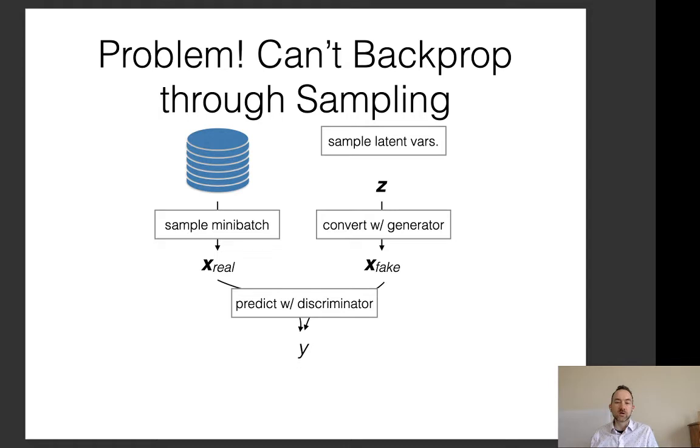So for image generation, you can backprop all the way through the discriminator because it's taking in continuous image variables and making decisions over these variables. But in the case of text, this x fake here is a discrete textual sequence, which means that it's not easy to backprop through this because we're essentially using discrete variables.